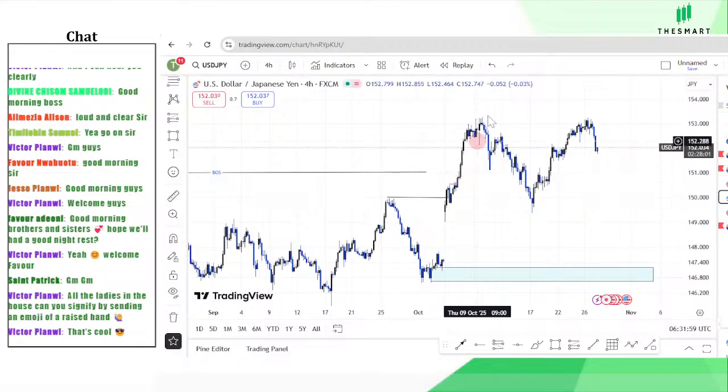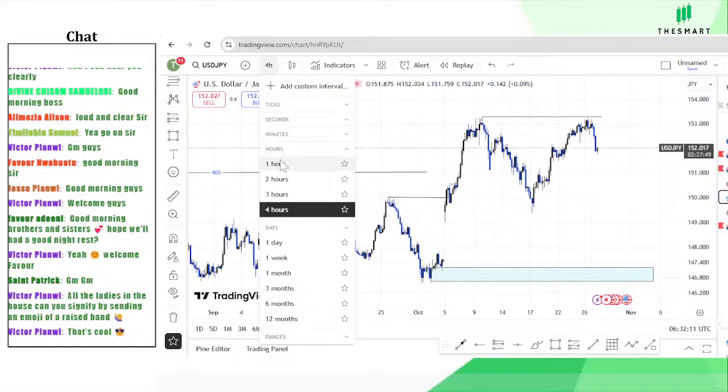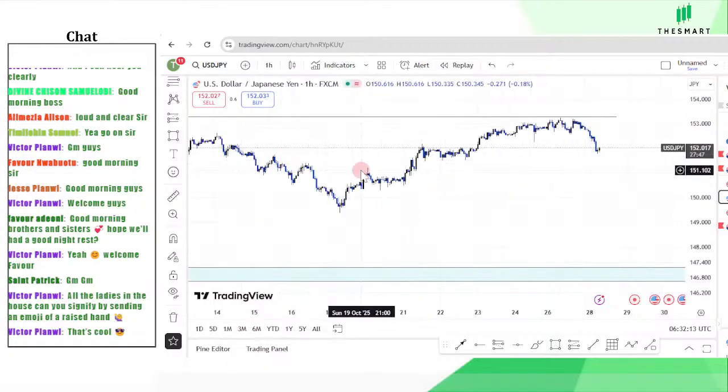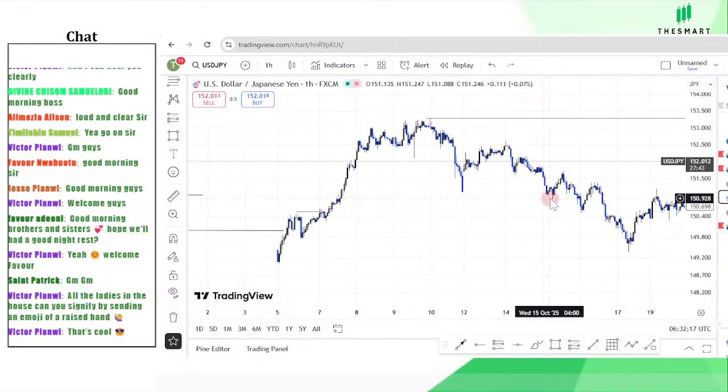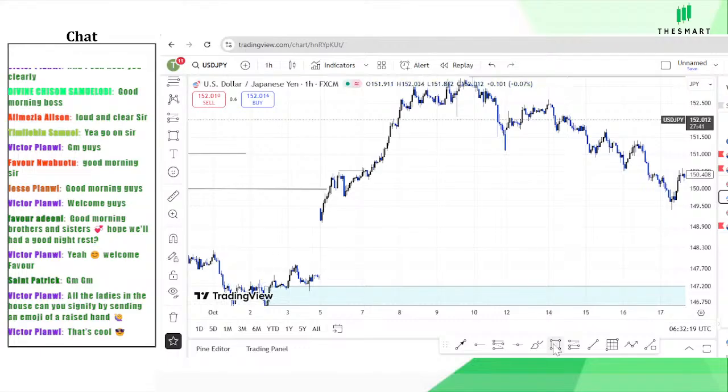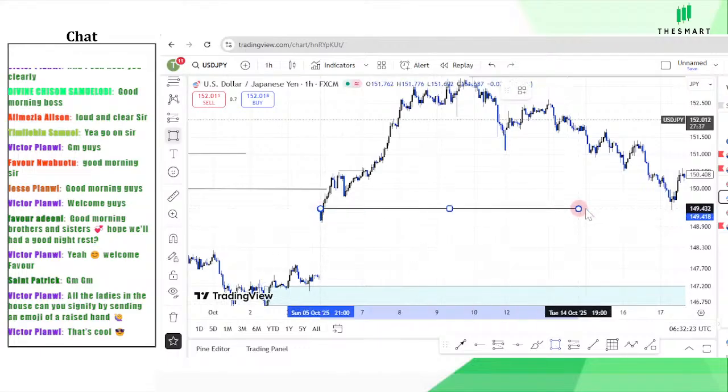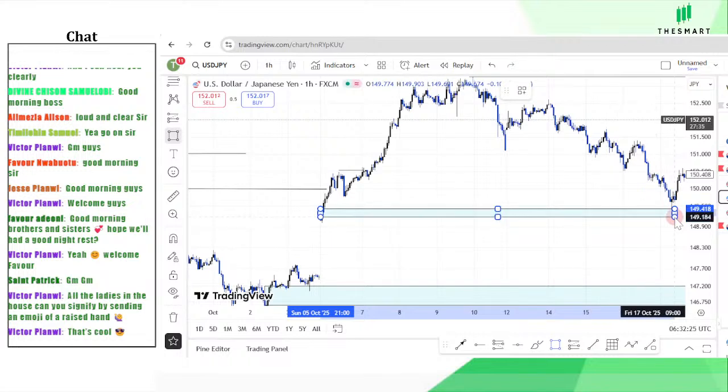There's a breakout structure here, and this was the high we were looking at last week for price to come and take out. Because if you go down to the 1 hour, you will see that price is coming from an extreme order block. And this is the extreme order block that price is coming from. Price is coming from this zone here, from what we did previously last week.